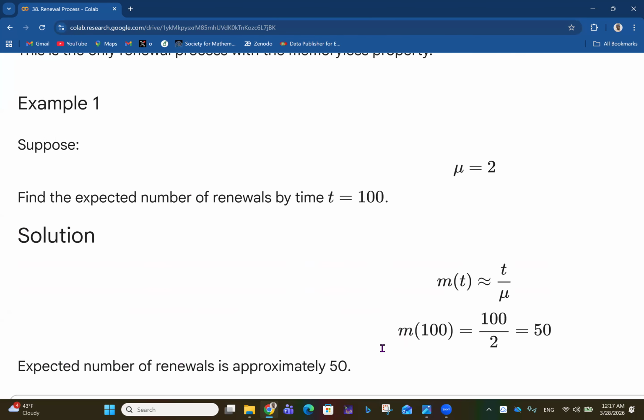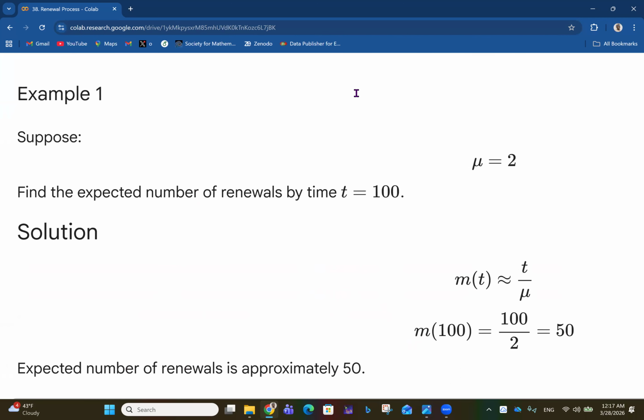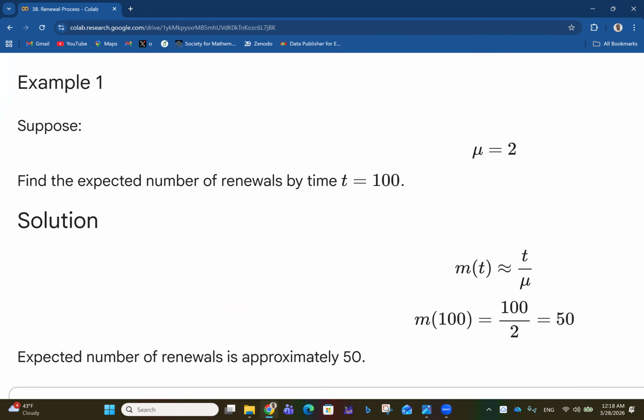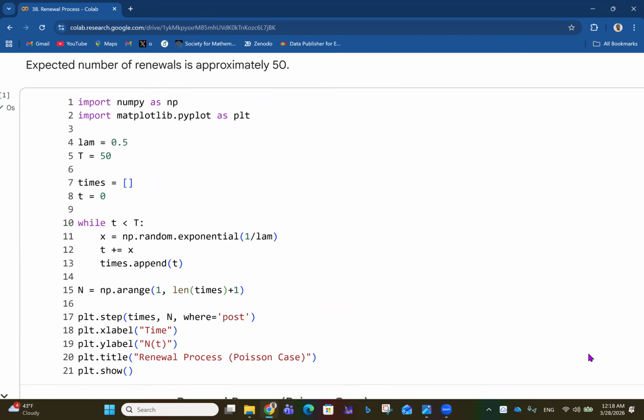Talking about example one now, we have this. Suppose that mu is 2. That's the expected value of inter-arrival times is 2. Then we want to find the expected number of renewals by time t equals 100. The solution is easy. m(t) is approximately t, the time, divided by the expected value mu. So m(100) is 100 over 2, which is 50. So that means the expected number of renewals is approximately 50. There'll be 50 renewals within time 100, whatever the time unit may be, maybe seconds or minutes or hours or days or years.